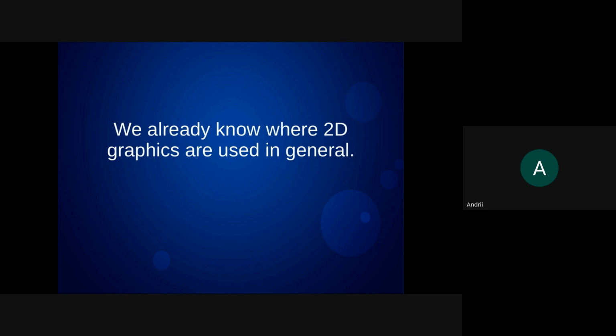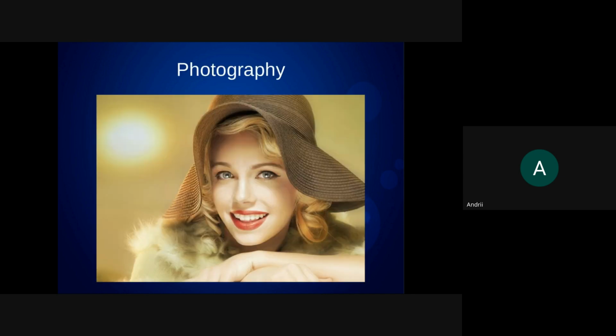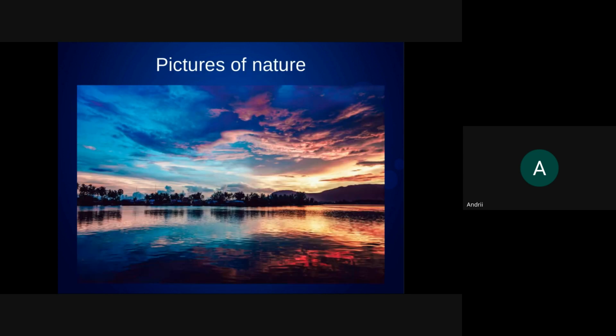So we already know where 2D graphics are used in general. But now let's discuss it separately. Where is raster graphics used specifically? We already discussed photography, because it gives us photorealistic quality. Pictures of nature. So again, can you draw this with your pencils? Or just with your mouse using shapes in vector graphics? No, it's not so easy. The result will not be the same, definitely. But raster graphics is excellent for this.